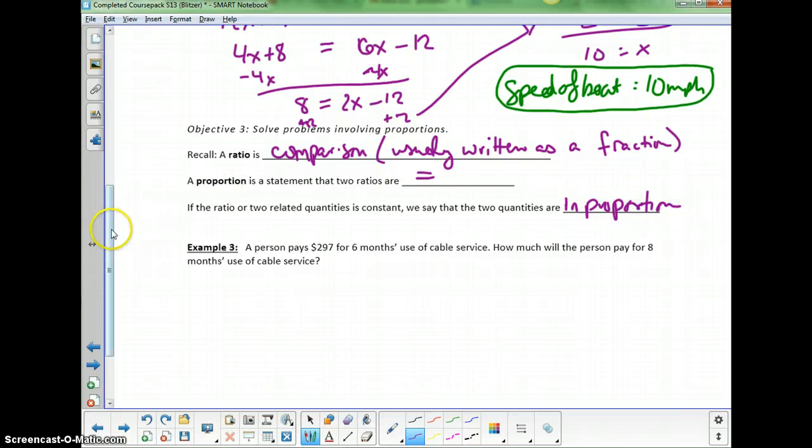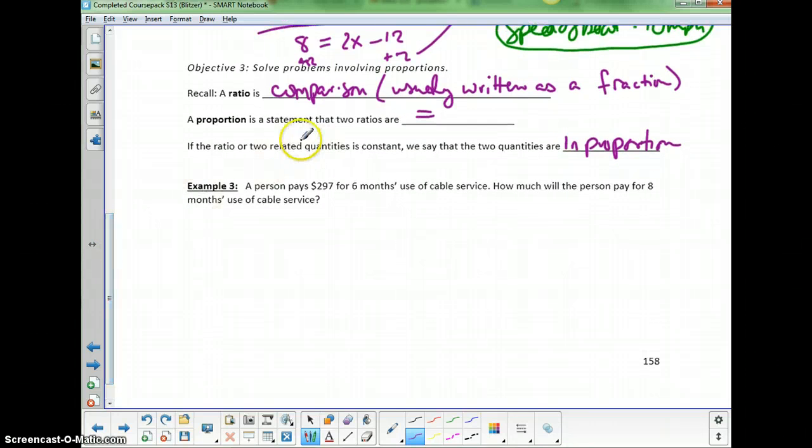Okay, so let's look at example 3. A person pays $297 for 6 months of cable. How much would they pay for 8 months of cable at the same rate? Okay, so we're assuming that we're looking at something in proportion here. So we're going to set up a proportion. We're going to have these two fractions being equal. One of them is our known quantities. We know that it's $297 for 6 months.